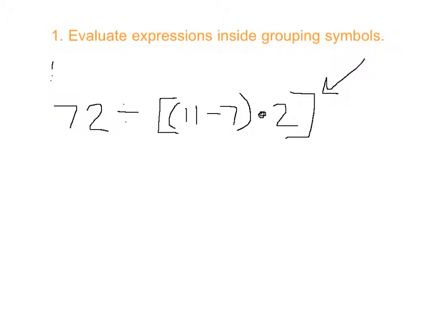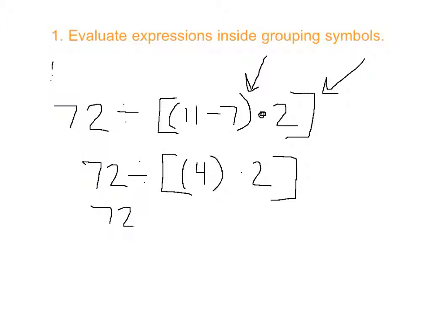Next, I need to look inside of the brackets and decide what to do first. Well, we know the rule we learned back in 3rd grade: anything in the parentheses you need to do first. So if I did this problem, 72 divided by, well, I know that 11 minus 7 is 4, times 2. Now I have 8 left inside my brackets because I know 4 times 2 is 8, and 72 divided by 8 equals 9. That's how you would perform a problem like that.